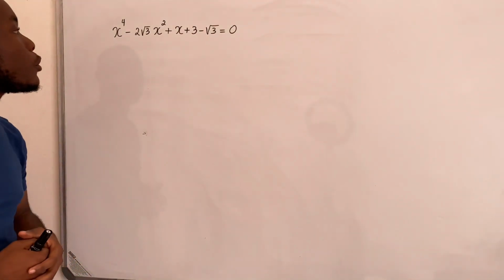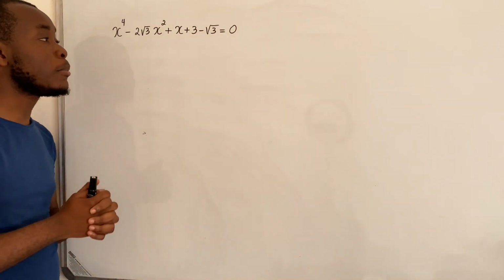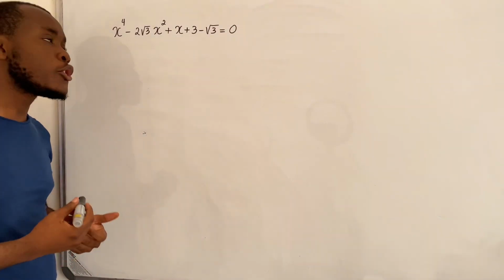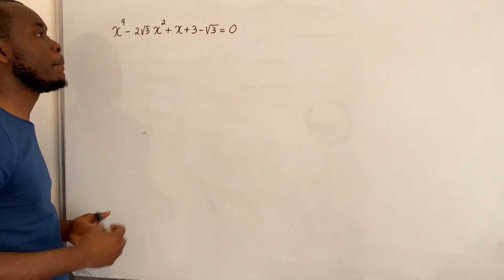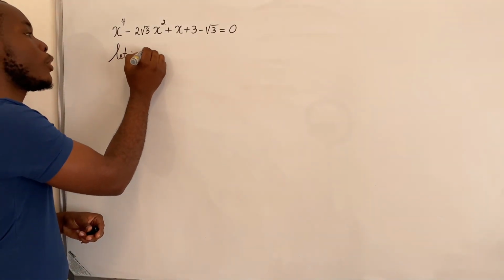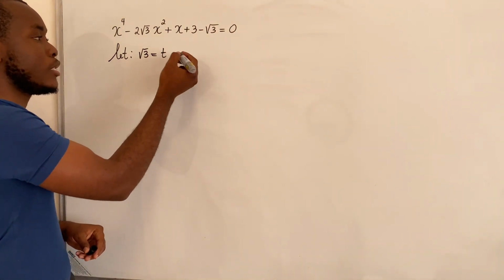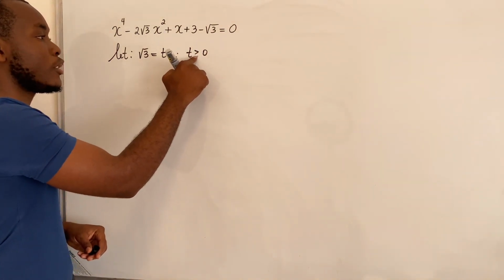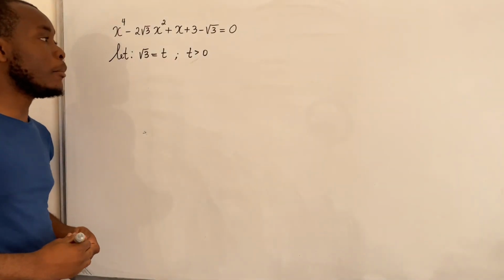So today we have this equation, x to the power 4 minus 2 square root of 3 x squared plus x plus 3 minus square root of 3 equal to 0. The mathematics trick that we're going to apply here is first checking that we have square root of 3. So we will let the square root of 3 be equal to a number that we don't know, a number t. But of course, this is definitely a number greater than 0. It has to be a positive number because square root of 3 is a positive number.